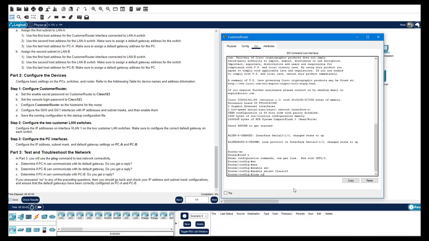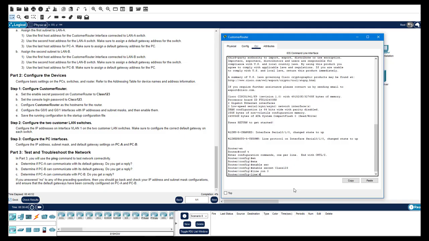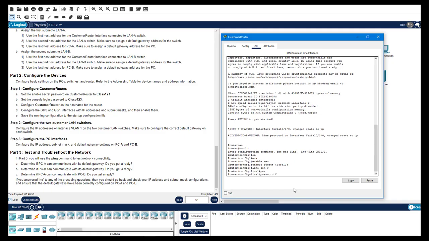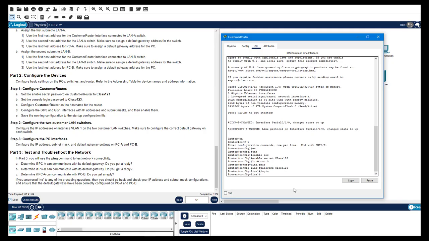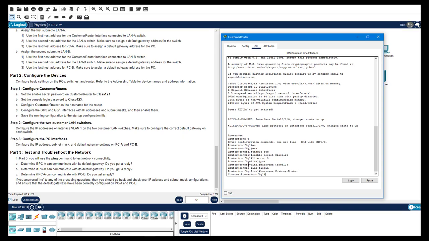So we go line console 0, password, uppercase C, ISCO123. Remember, the command that always goes hand in hand with password is login for password checking. Next, host name. You can do the host name command from line configuration mode. And CustomerRouter, uppercase C, uppercase R is what the grading will check for. The prompt has changed to reflect the new host name.